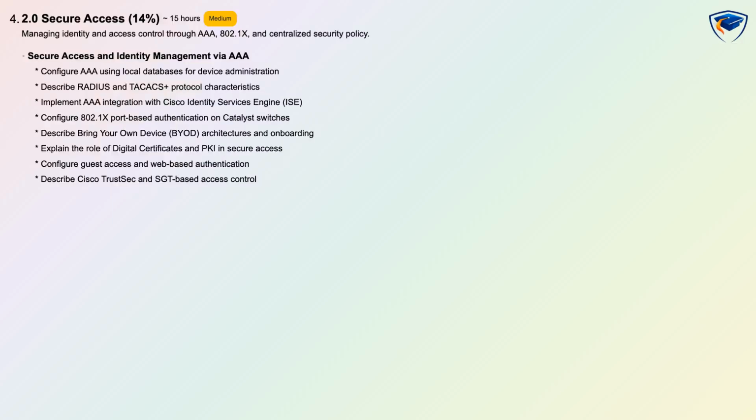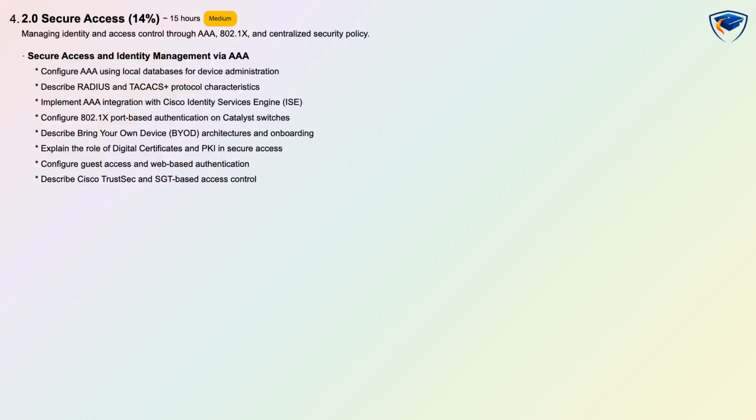Domain 2.0, Secure Access, which accounts for 14% of the exam, focuses on managing identity and access control through AAA, 802.1x, and centralized security policy. You'll learn about configuring AAA using local databases for device administration, describing RADIUS and TACACS+ protocol characteristics, and implementing AAA integration with Cisco Identity Services Engine, ISE.